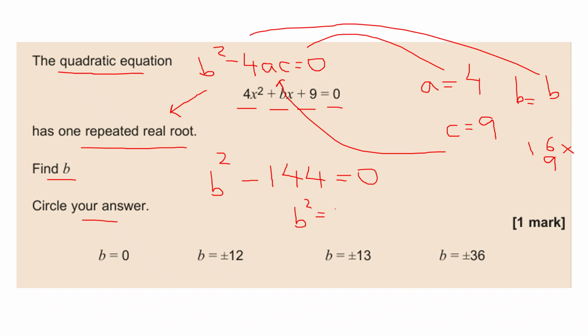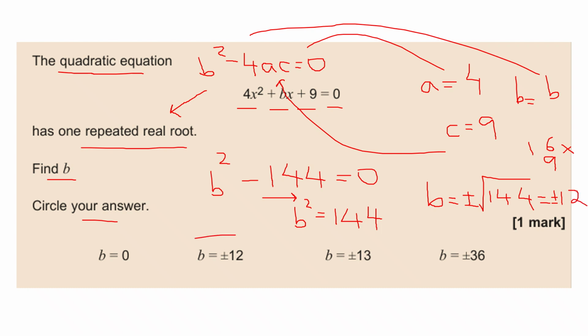Therefore b is going to equal the square root of 144, but don't forget, obviously I've got a b squared term, so I'm going to have two distinct values, so b is going to be equal to plus or minus the square root of 144, which is plus or minus 12. So the value of b is plus or minus 12 for this quadratic to have one repeated real root.